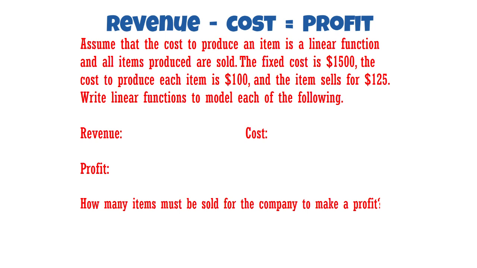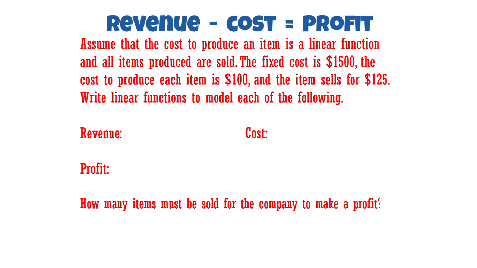All right, so it says assume the cost to produce an item is a linear function and all items produced are sold. So we don't have any leftovers, we're selling it all. The fixed cost that we have to operate, this might be like purchasing machinery, or maybe it's buying a building for your shop or whatever that is. Your fixed cost is $1,500.